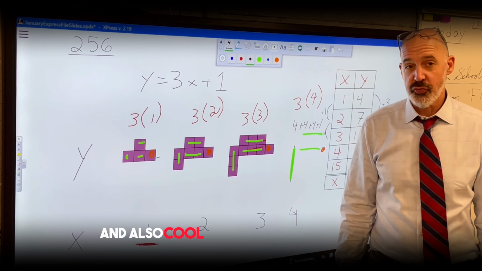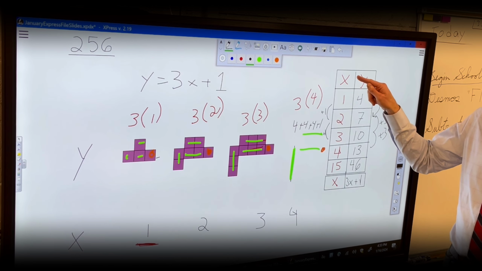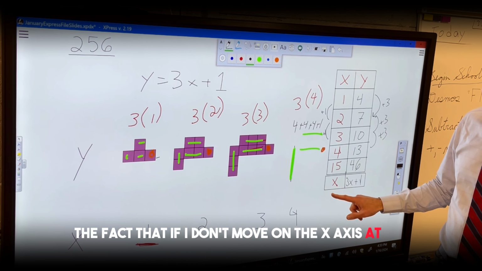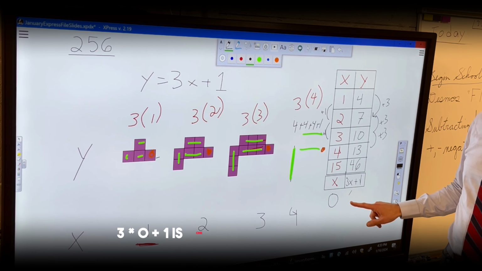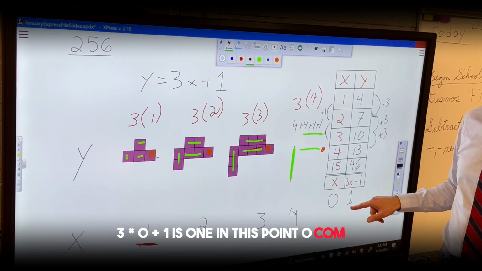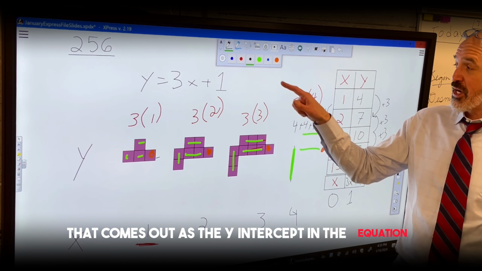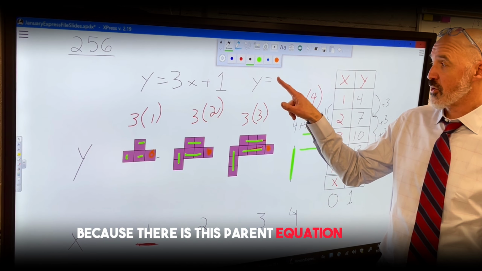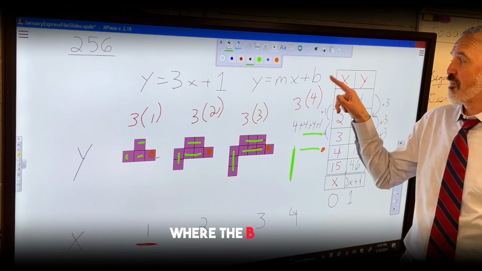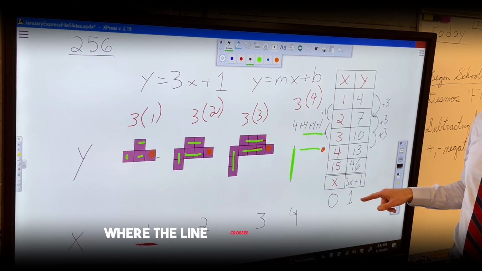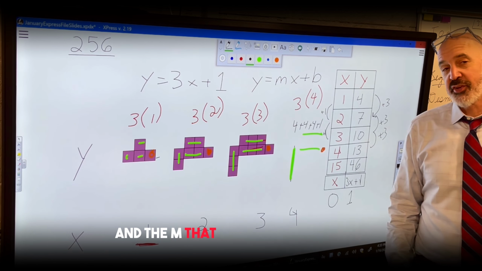And also, the cool thing is this idea of plus 1 comes out in the fact that if I don't move on the x-axis at all, if I plug in 0 for x, 3 times 0 plus 1 is 1. And this point 0 comma 1 comes out as the y-intercept in the equation, because there is this parent equation called y equals mx plus b, where the b value is where the line crosses the y-axis because x is 0. And the m stands for the slope.